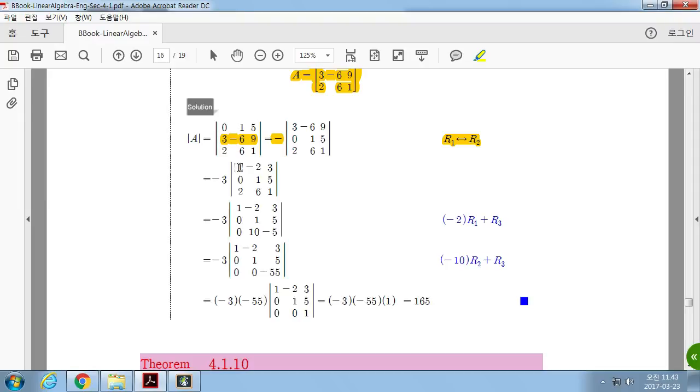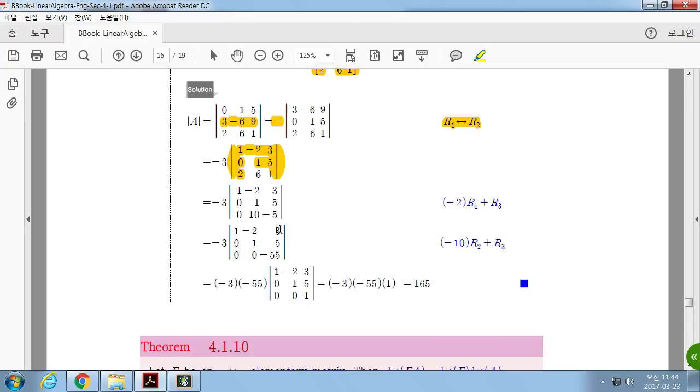Then you multiply 2 on the first row to make this one 0, which gives you this one. This is a third type elementary operation, it does not make any changes. Next, multiply minus 10 here to make this one 0, like this. It's a third type elementary operation. There's no change on the determinant.